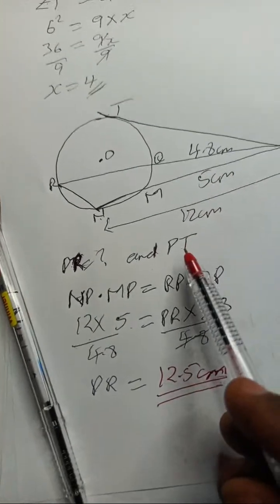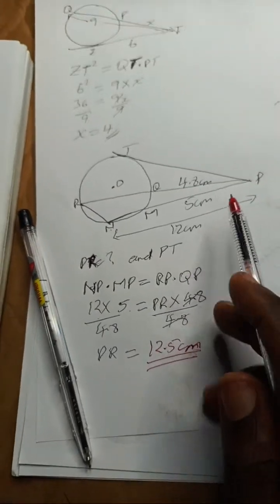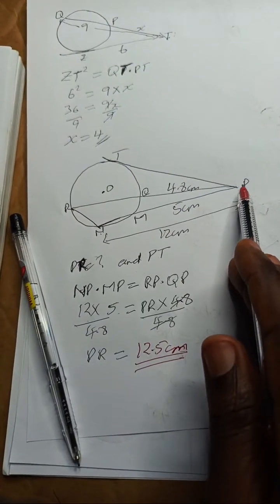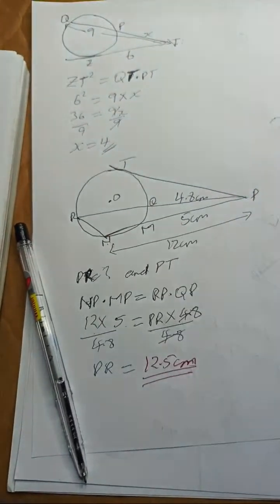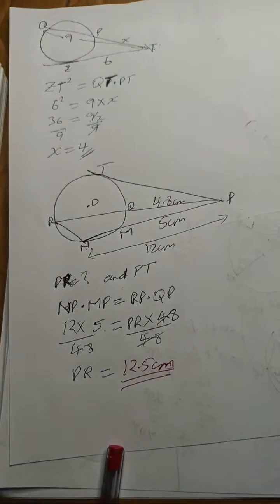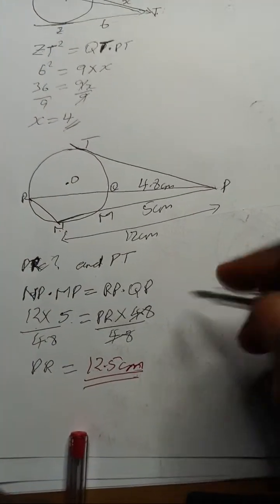So the next thing we have to get is our PT. Let's look at it very well. This is P and this is T. We have to get PT, and that's the tangent to the circle, so it's going to be squared. Tangent is going to be squared.